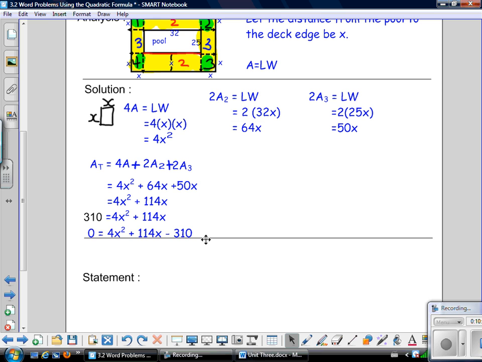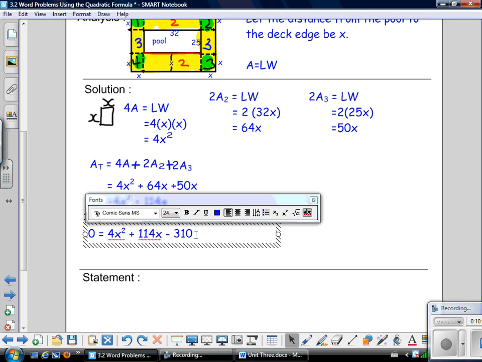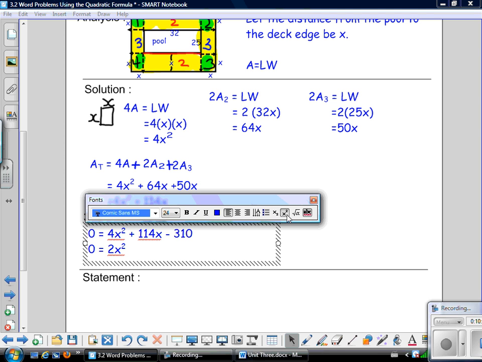Now, I don't know if you remember that previous example that we did, we were able to factor something out. And in this case, we can too. Actually, 4 will go into each one of these. So I'm going to divide everything. Oh, no, sorry, 4 won't. By 2. 2 goes into everything. And if I do that, that just makes my numbers for the quadratic formula a little bit easier to work with. So when I divide by 2, I end up with 2x squared plus 57x minus 155.